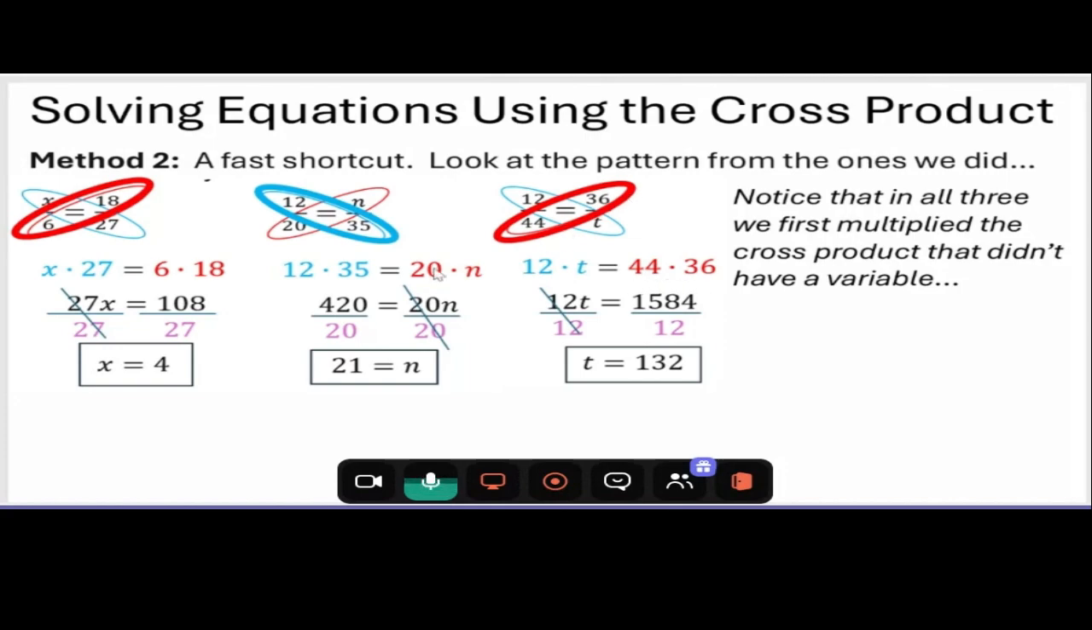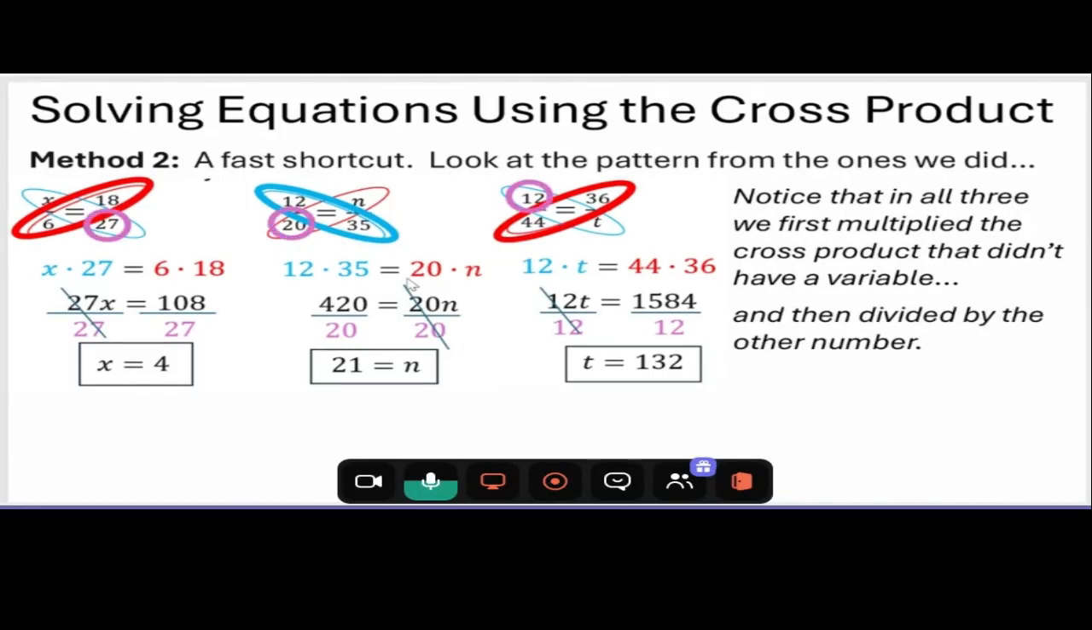In all three, we started by multiplying the cross product pair that had only numbers, no variables. In all three, the cross product pair that has numbers is what we multiplied first, and then we divided by the other number. So look at the first one, 6 times 18, the pair that didn't have a variable, and then divide by the other number, 27, and that's how we got our answer.